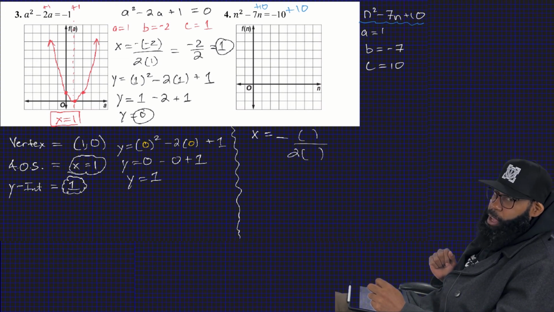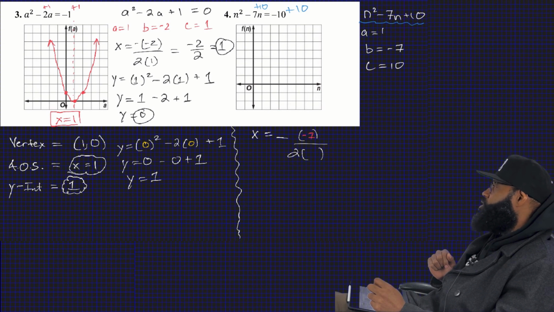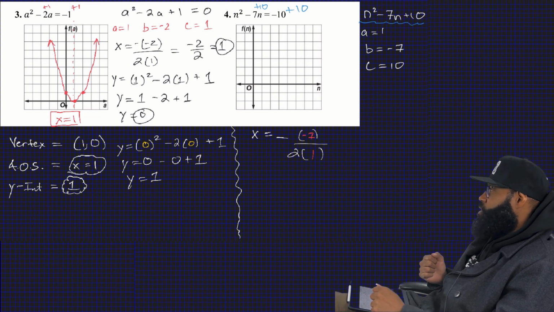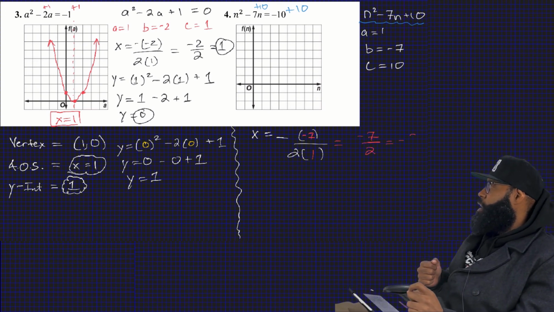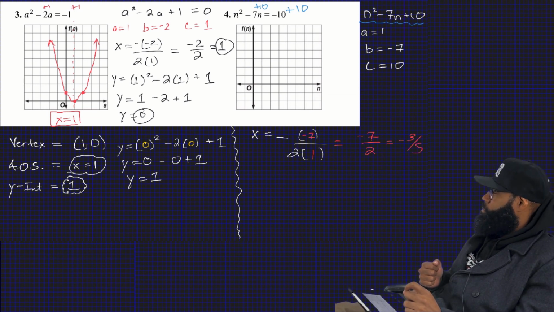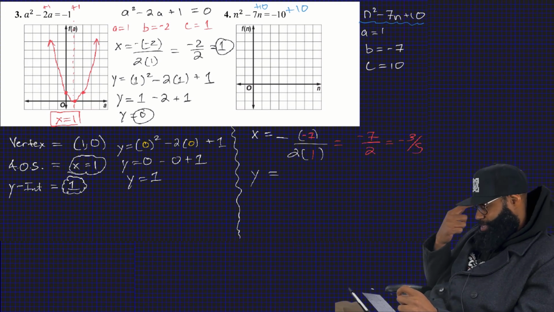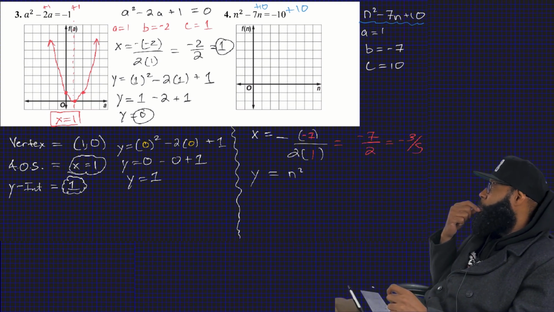You should always write it, it helps you memorize it. Plug in the b, which is -7, plug in a, which is 1, so now it's a negative of -7, positive 7, divided by 2. Yes, fractions are in the world, or decimals, right? You're not always dealing with whole numbers. So 7 divided by 2 is 3.5.